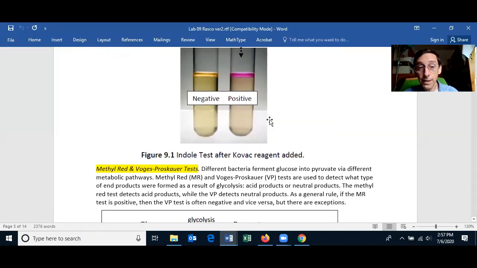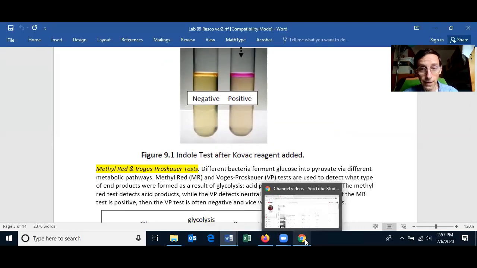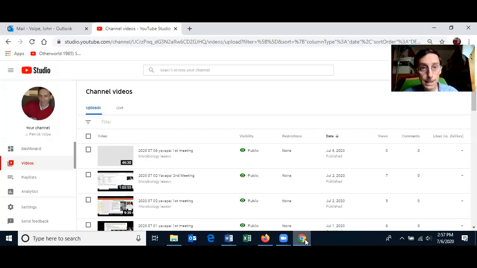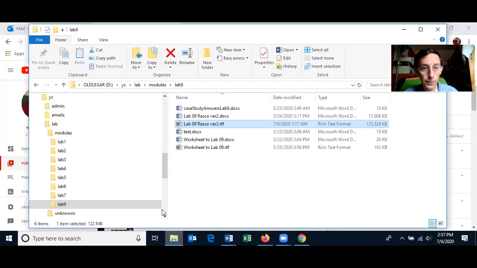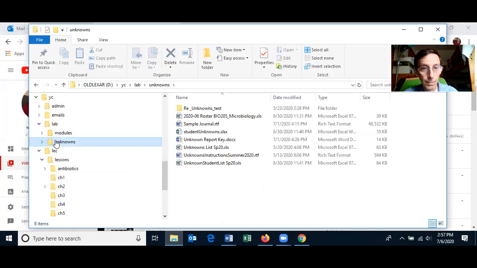Okay, each test, you will record it differently, and you can take a look at that. Let me see if I still have that. I don't have it anymore. Let me go to my own result. Hopefully it's in here. You can take a look at the unknown chart example. Here we go.